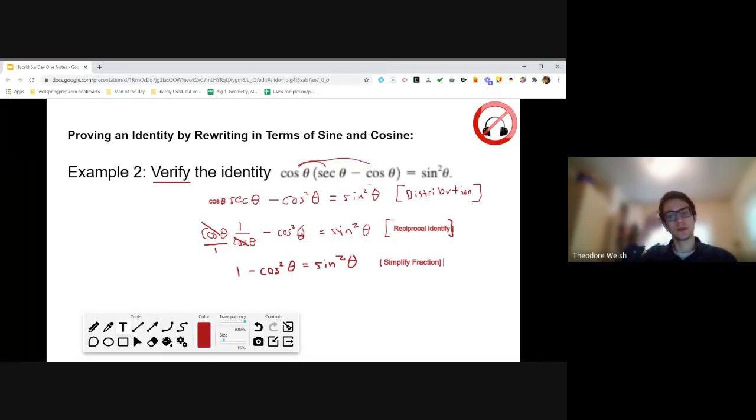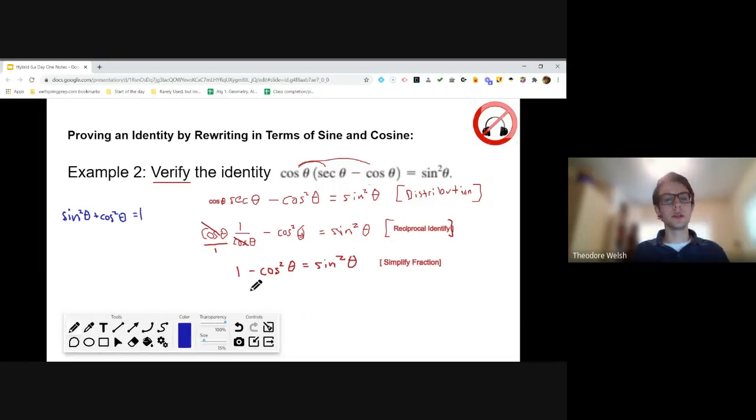At this point, we need to continue to simplify. What I'm noticing is we have sine squared and cosine squared. Anything squared to me screams Pythagorean identity. You don't have to include this for your proof, but we have that Pythagorean identity that says sine squared plus cosine squared equals 1.